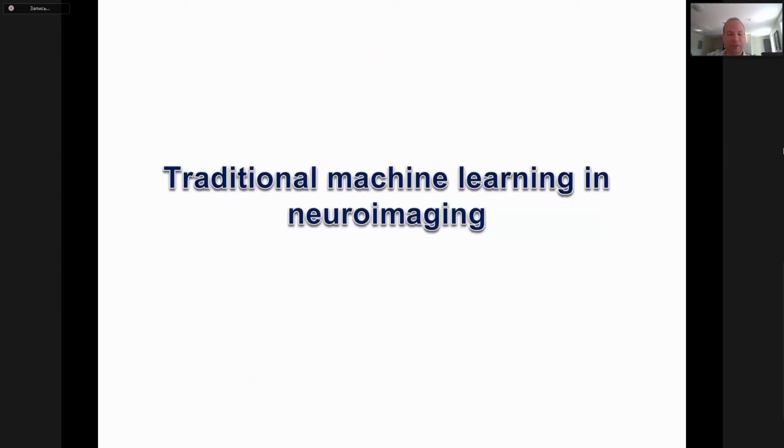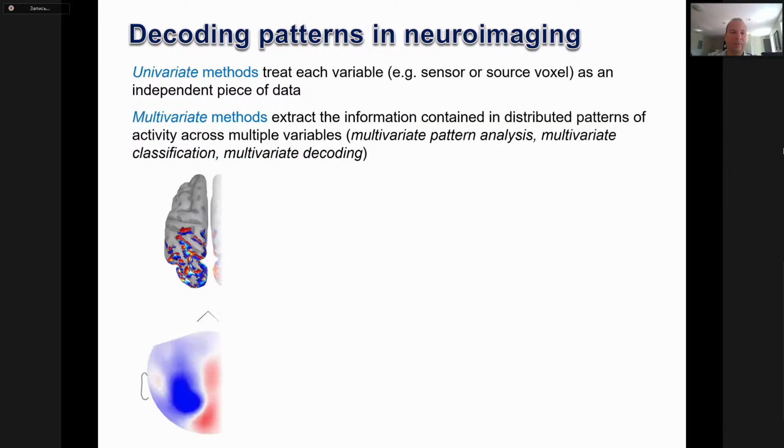So let me start with some information about classical machine learning and how it is used. It really offers a lot in how we analyze the signals, and then I will proceed to deep learning applications in the second half of the talk.